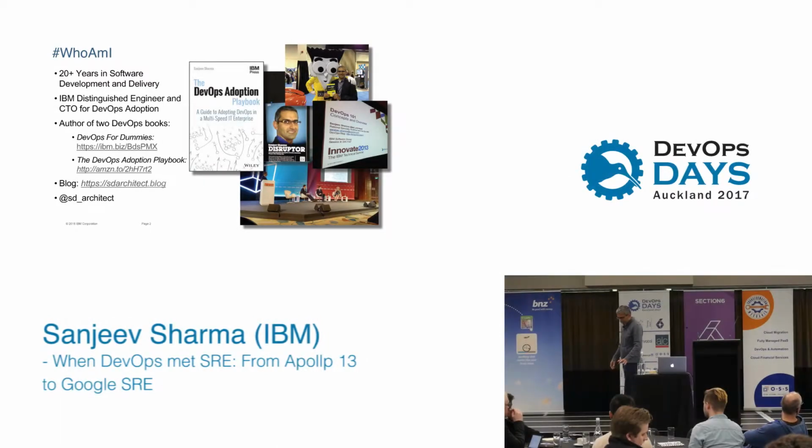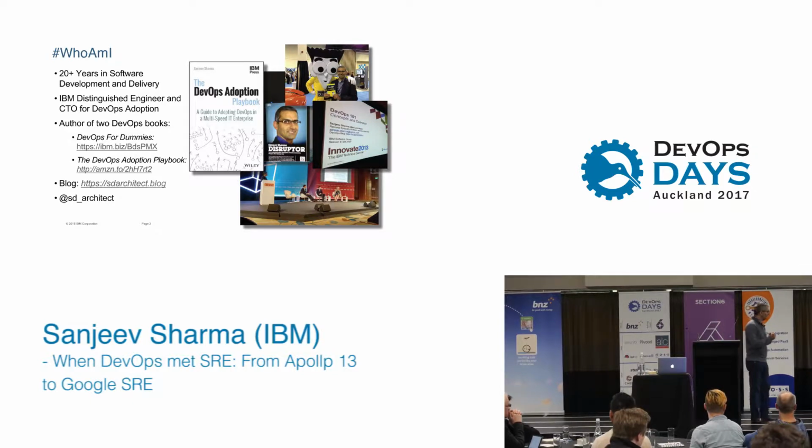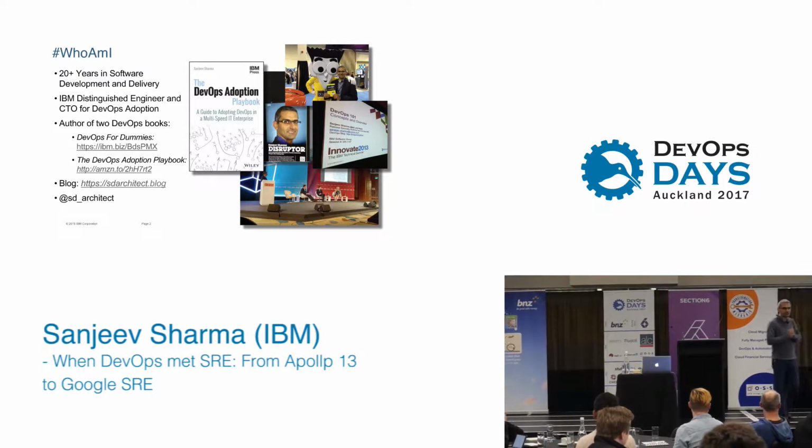So the stupidest thing I could do right now was ask people what the definition of DevOps is, given you just sat through 2 days of DevOps talks and presentations and probably learned a lot about DevOps. But why did I even come up with this talk, right? And if you look at the title, it's called From Apollo 13 to Google SRE, When DevOps Met SRE.